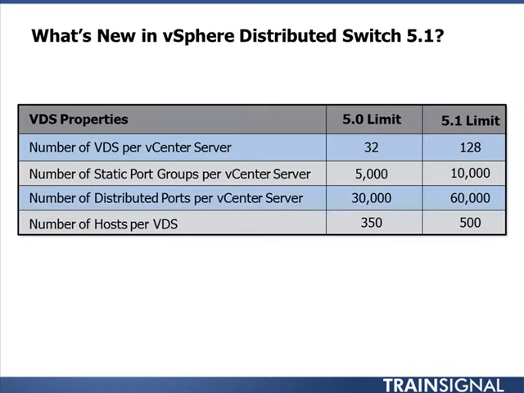Now let's talk about VMware distributed switch improvements in terms of scalability with vSphere 5.1. So now with vSphere 5.1, you can go up to 128 vSphere distributed switches per vCenter server. You can have up to 10,000 static port groups per vCenter server, up to 60,000 distributed ports per vCenter server, and up to 500 hosts per vSphere distributed switch. So there's some massive scalability improvements in vSphere 5.1 related to vSphere distributed switches.